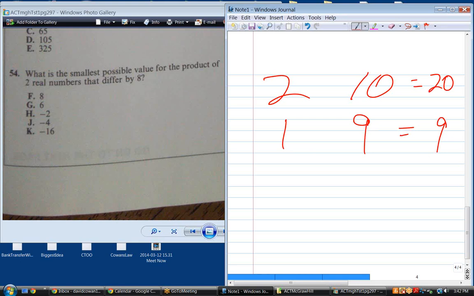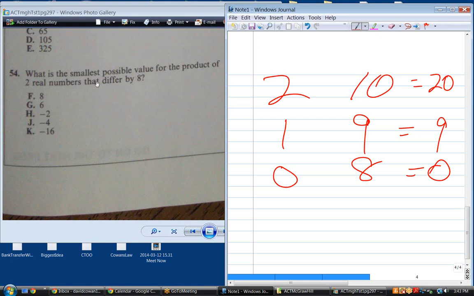For 2 real numbers means we can use negative numbers. We don't have to use positive numbers. Is 0 considered a real number? It is. It's not one of the answers, unfortunately. In other words, 0 times 8 would be 0, but that still isn't the smallest. Okay, so obviously our answer is one of those 3.